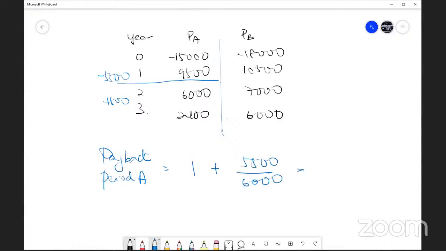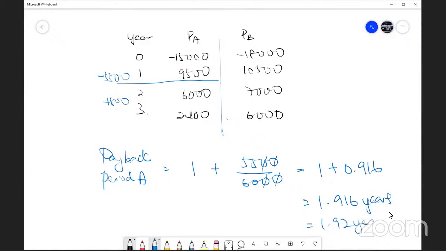This will tell you how many years are left. 55 divided by 60 is how much? Let's count. 55 divided by 60 is 0.916. So this is actually 1 plus 0.916, so it's 1.916 years or 1.92 years for project A.